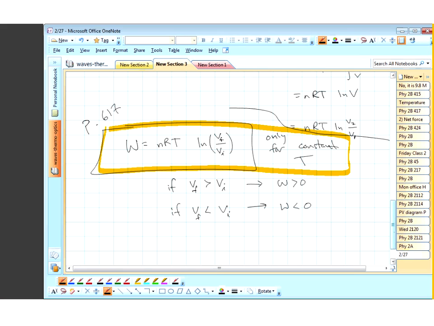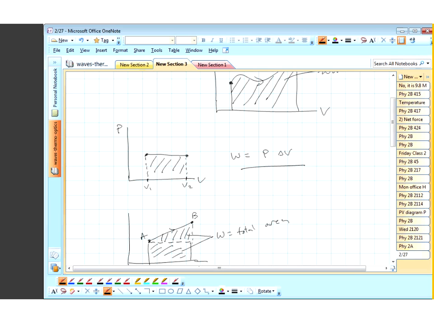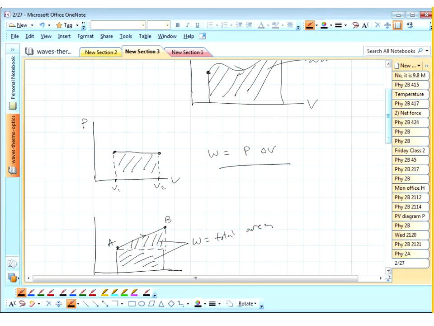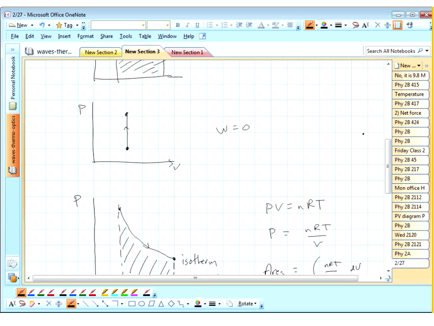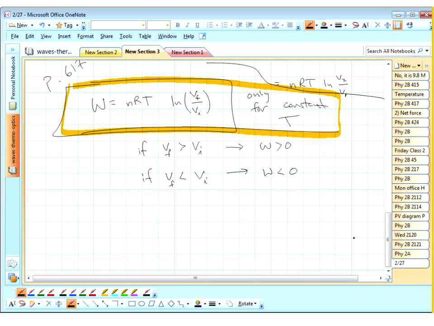Right, these other processes, if you're at constant P, there's our equation for the work done. It's the area under the curve. If the PV diagram curve is linear, then you just use your geometry. You know how to find the area under a rectangle or a triangle, right? So you just find the area. A constant volume process has no work done. An isothermal process, here's our formula, and those are the ones that you need.